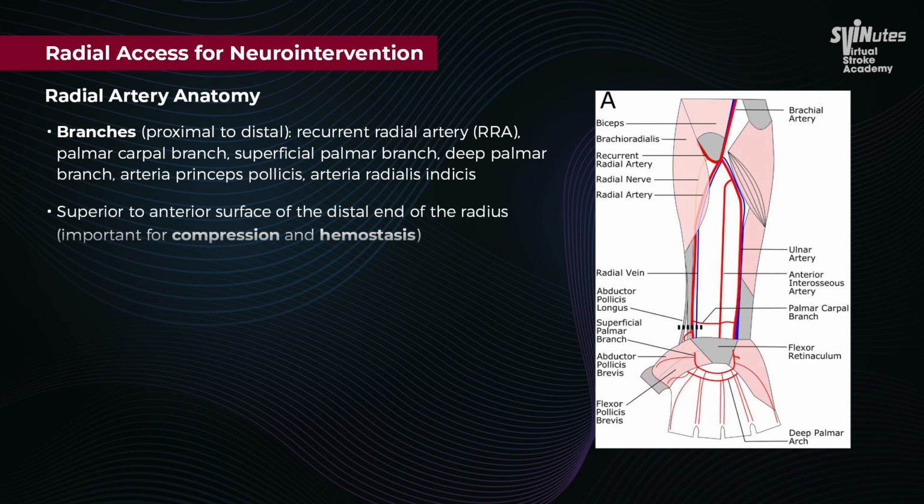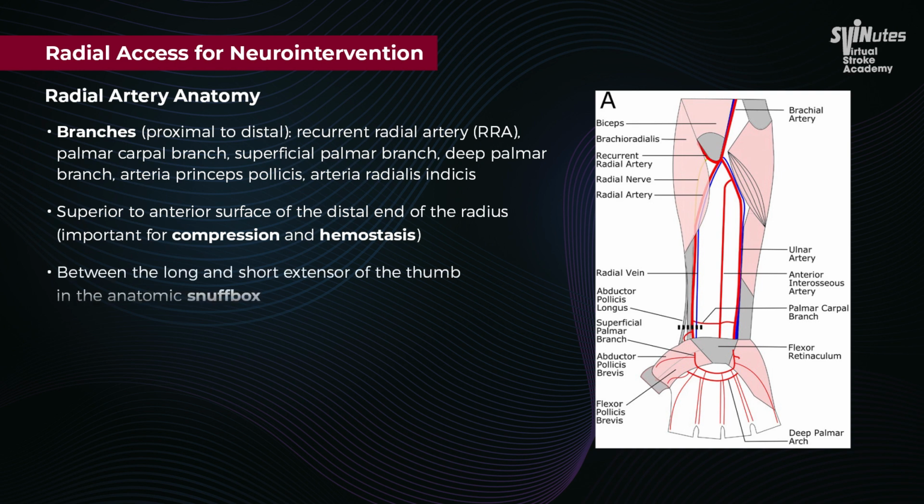The radial artery runs superior to the anterior surface of the distal end of the radius, which is very important because it is an easy compression site for hemostasis at the end of the procedure. The artery continues between the long and short extensor of the thumb in the anatomic snuff box, which is used for distal radial access. The radial artery size ranges usually between approximately 1.1 and 3.9 millimeters.